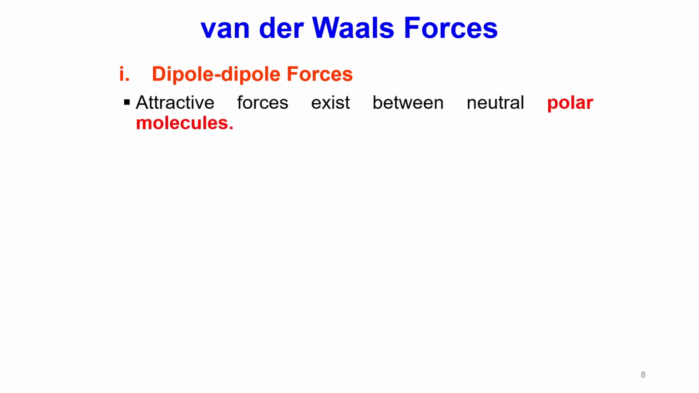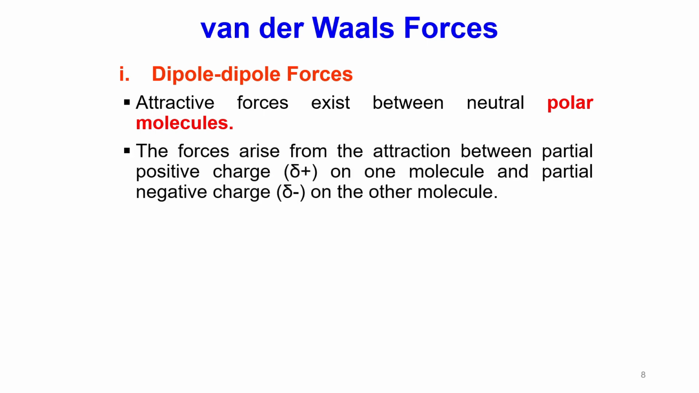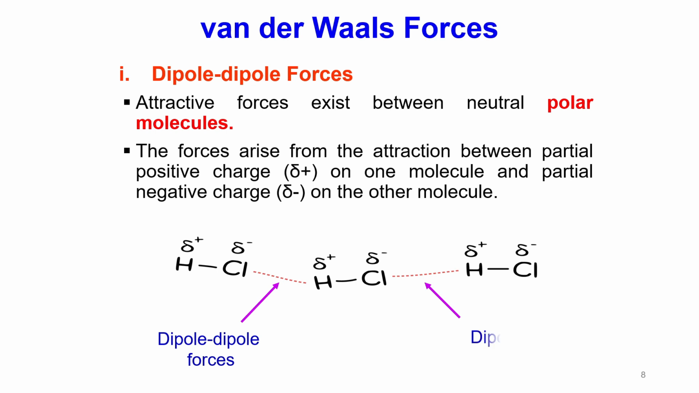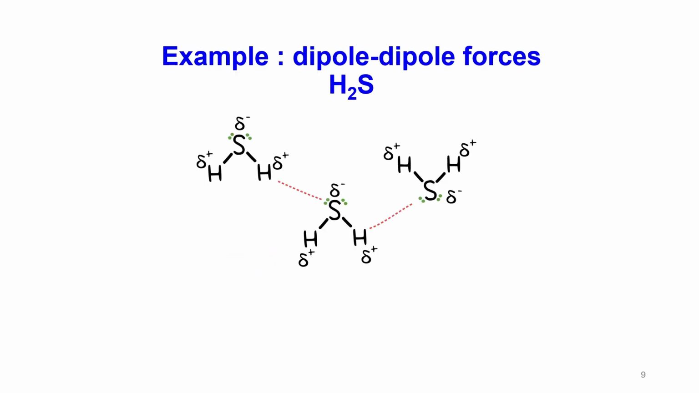Dipole-dipole forces are attractive forces between neutral polar molecules, which is, kalau the molecule is a polar molecule, dia akan ada dipole-dipole forces. The forces arise from the attraction between partial positive charge on one molecule and partial negative charge on the other molecule. So chlorine is partially negative and hydrogen from the other molecule is partially positive, so they akan ada dipole-dipole forces. Another example of dipole-dipole forces is between H2S, which arises from the partially positive hydrogen and partially negative sulfur.